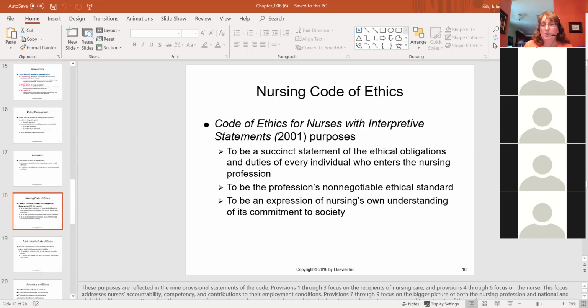Okay, then this gets into a little bit about the Nursing Code of Ethics, which I don't know if you guys have ever looked at before. The Code of Ethics has basically 9 provisional statements. The first 3 focus on the recipients of nursing care. The next few, 4 through 6, focus on the nurse themselves. This focus addresses nurses' accountability, their competency, and it contributes to their employment conditions as well. And the last few, 7 through 9, focus on the bigger picture of both the nursing profession and national and global health concerns.